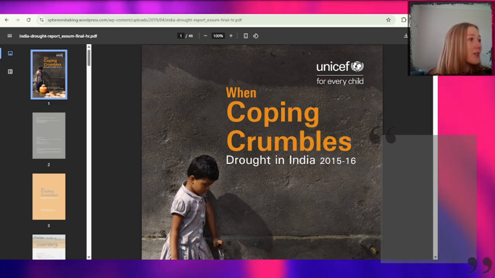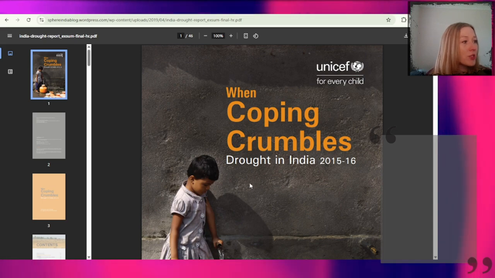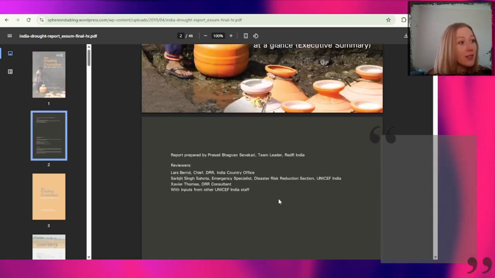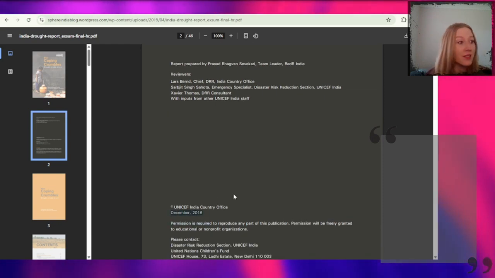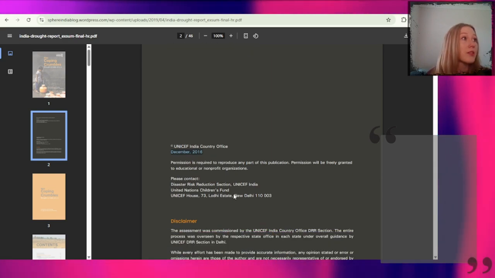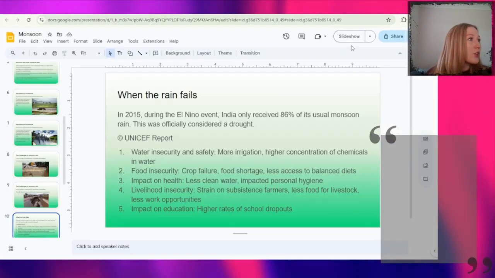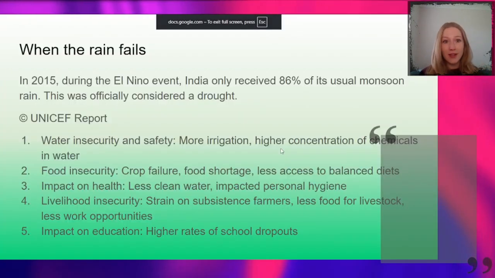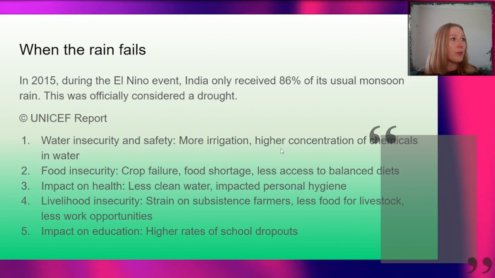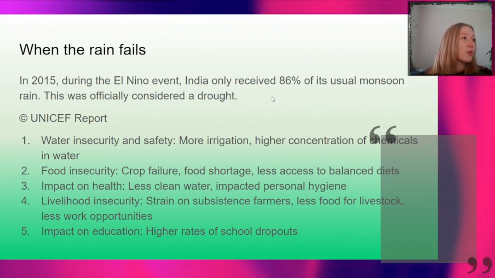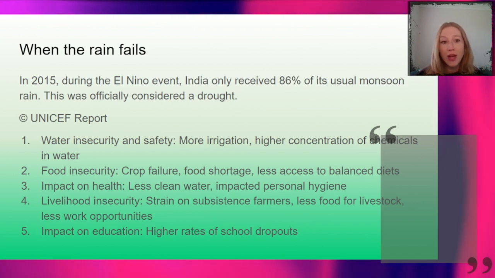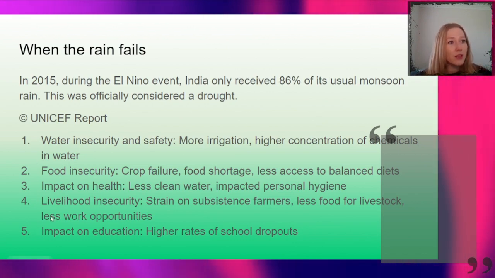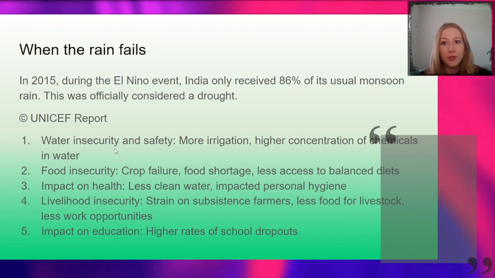This was a report looking at the impact of the drought in 2015 and 16 that was released, I think it was the end of December 2016. Very useful and very informative report. And it looked at what happens when they did not get enough rain during that time. And if I remember correctly, here it is. The monsoons only brought 86% of their usual rain, and that was little enough for it to be considered a drought. And some of the impacts that this report ran over, I've just summarized over here.